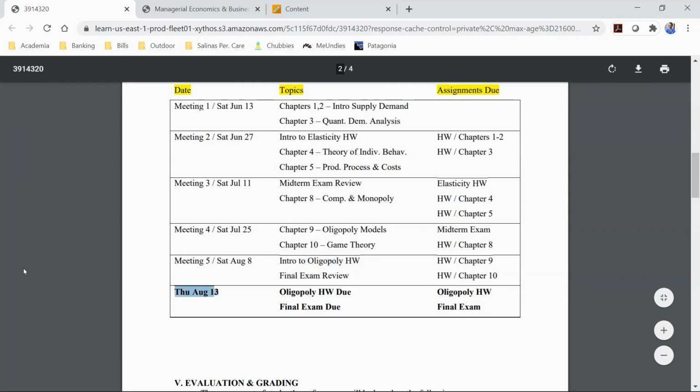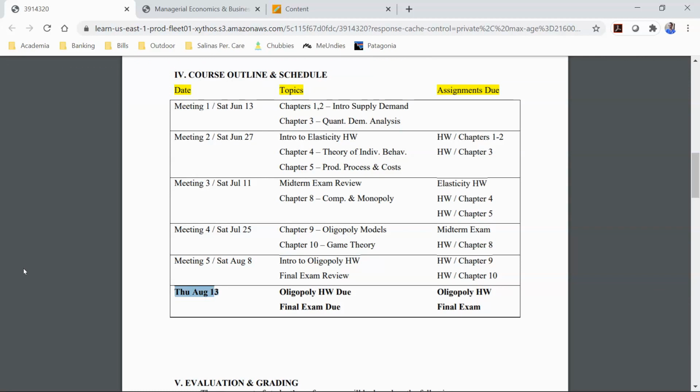Make a note that you have a little less time to do the last 2 assignments because I want to get your grades in by the 15th. Assuming that you get the final exam and the oligopoly homework to me by Thursday, August 13th, I will have all your final grades submitted, and I'll post them on Blackboard as well. If you can get the last 2 assignments in by the 13th, I'll have all your grades in by the 15th.